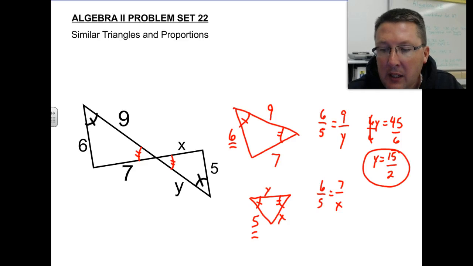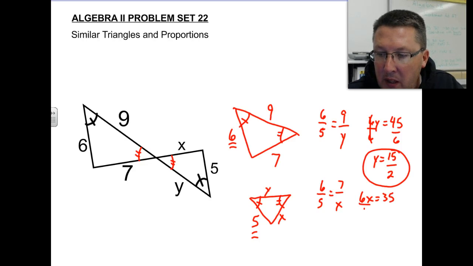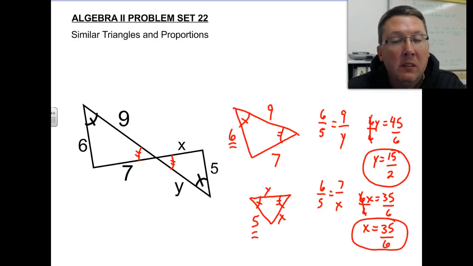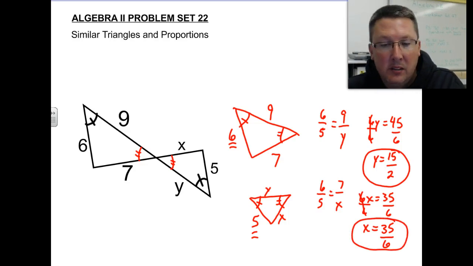So that's Y. Down here for X, we cross multiply. We get 6X equals 35. Divide both sides by 6. And this does not reduce. We can leave it as 35 over 6. Okay, again, this is old stuff we've done for a couple of lessons now. So we just want to touch on it again and review, make sure we're okay setting up these proportions.